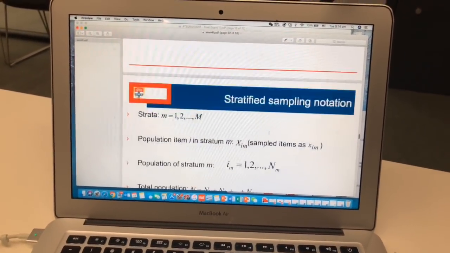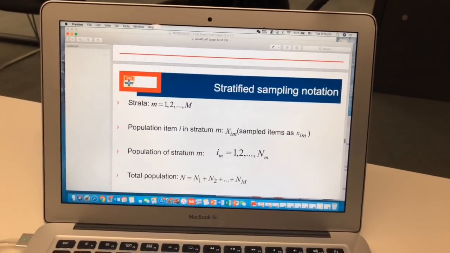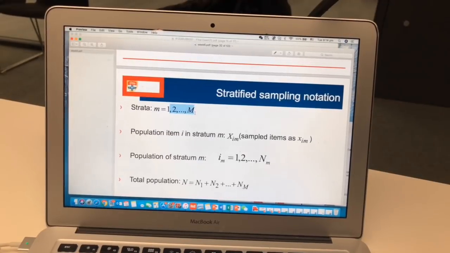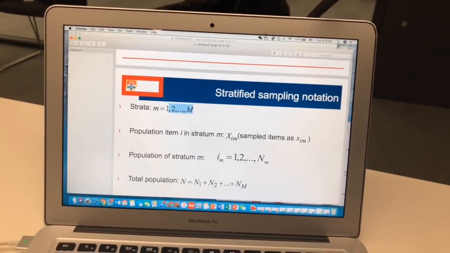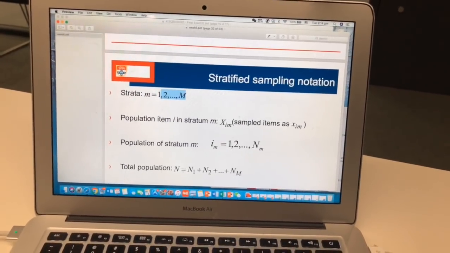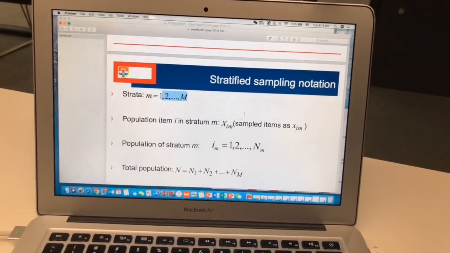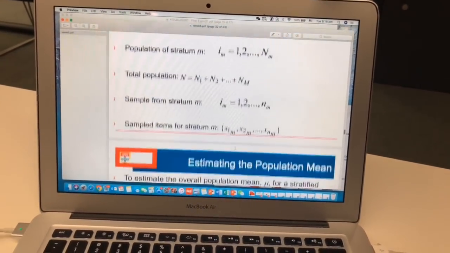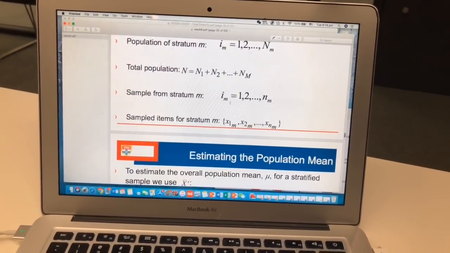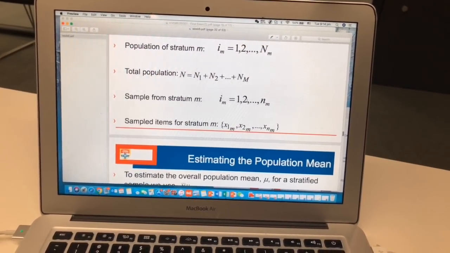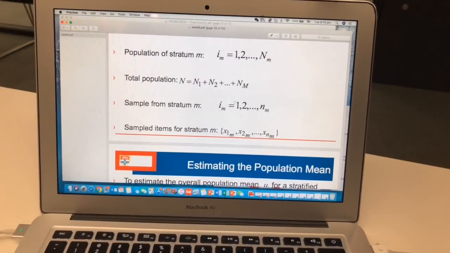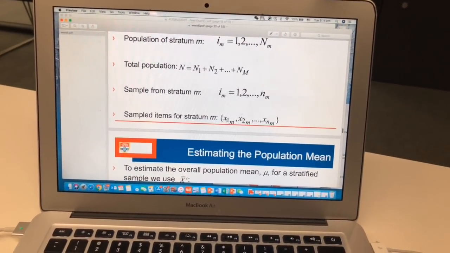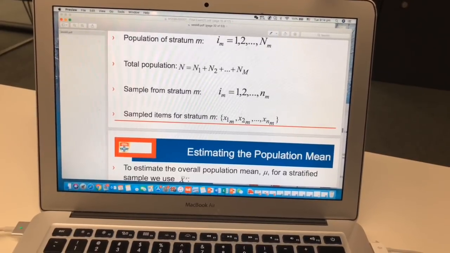Okay, good, beautiful. So stratified sampling notation. We have different strata, 1 to m, and population item xi. The total population is all of these. The sample from stratum m, I sample, right? Sampled items for the stratum are X1m, X2m.